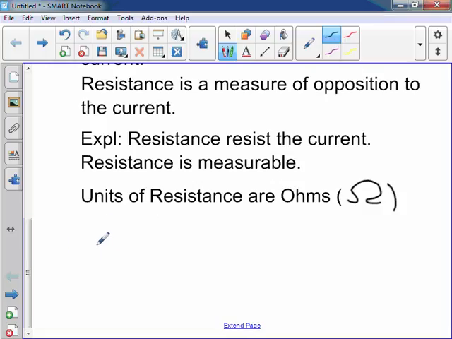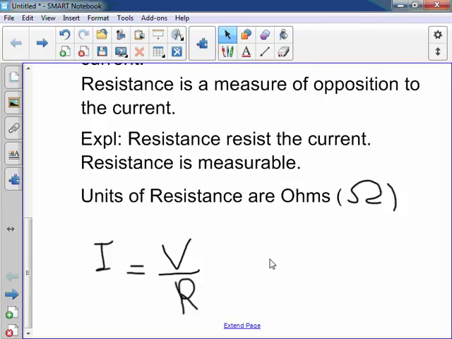Inversely proportional, directly proportional really does mean something in terms of our formulas. For directly proportional, it literally means in the numerator. So as current goes up, voltage goes up. Inversely proportional means in the denominator. And now we can put an equal sign. This is something called Ohm's law. And we're going to use it a lot in this class.